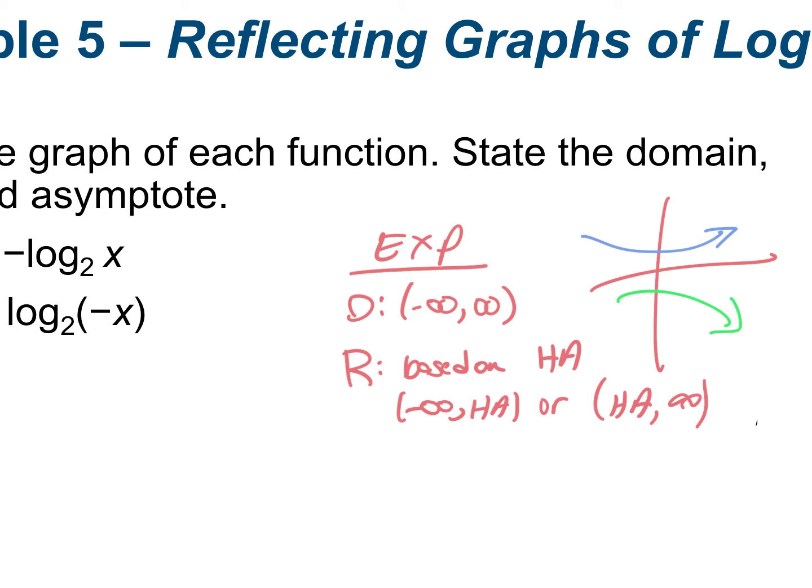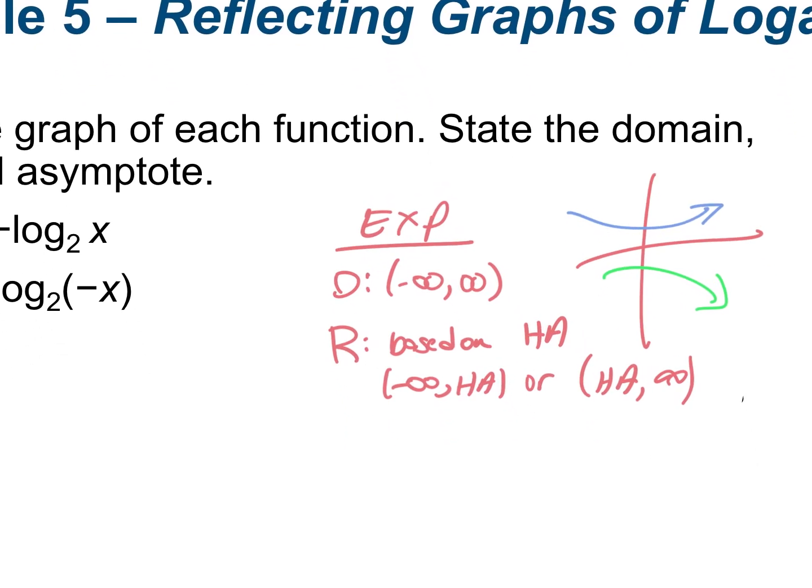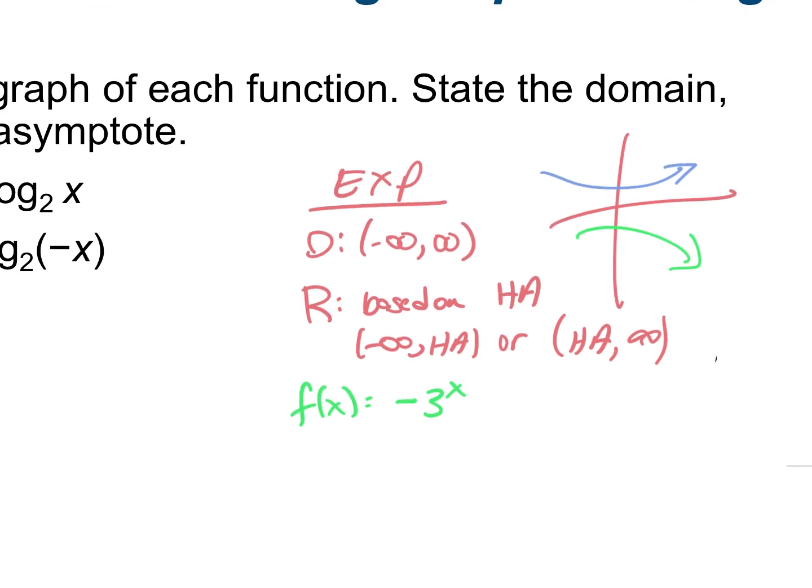The way you tell that is where the negative is. If you have a function and the negative is out in front, your range is going to be negative infinity to the horizontal asymptote. If you have a function and it's positive out in front, then your range is going to be the horizontal asymptote to infinity. It's just like our parabolas. We talked about that last week. So remember, exponentials and logarithmics are what of each other? Inverses.